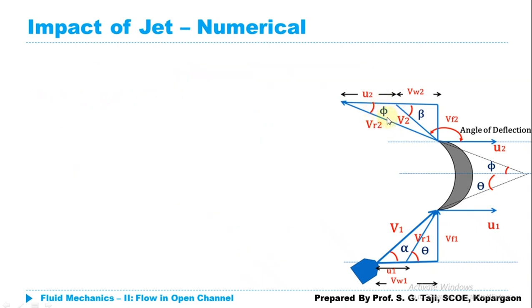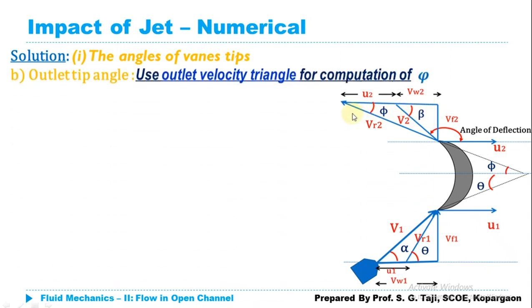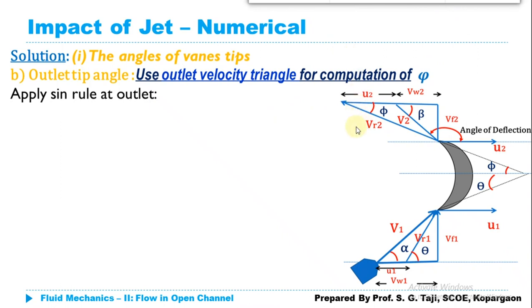Once I compute theta, I will move to calculate phi. For the computation of phi, we are going to make use of the outlet velocity triangle, and we are going to use the sine rule, because in the previous numerical we got beta as 90 degrees, but here beta is less than 90 degrees. So we use the sine rule at the outlet, which is given by VR2 divided by the opposite angle. What is the opposite angle? Here it is. So what will be the value of that opposite angle? This is 180 minus beta, and that is equal to u2 divided by its opposite angle.